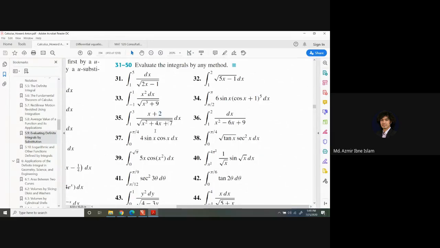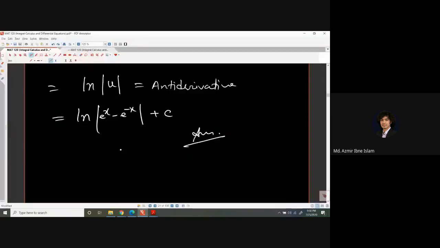Let's take this one. That is, in the upper part we have x plus 2, and in the denominator we have the square root of x squared plus 4x plus 7, and we are integrating from 1 to 3. That is, this is a definite integral this time. So let's take this example.